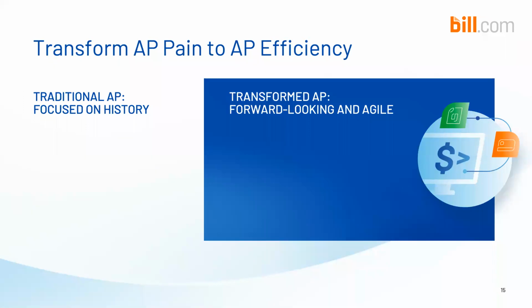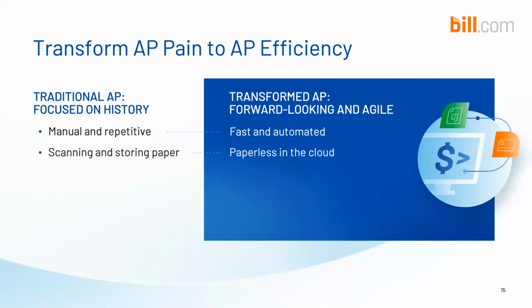We've shown you how AP automation with Bill.com transformed AP pain into AP efficiency. It changes your focus from history to investigation, what happened, to planning for the future. So if we look at this, we're going to look at traditional AP. It's focused on history. We're going to look at transformed AP, which is forward-looking and agile. And we're going to touch base on these from a manual, repetitive process that involves a lot of paper. We're going to change it to fast and automated, saving time and money. From touching, scanning, and storing paper, transform it to paperless in the cloud. Make it easier to find documents, easier for audits, and make it easier to answer questions.